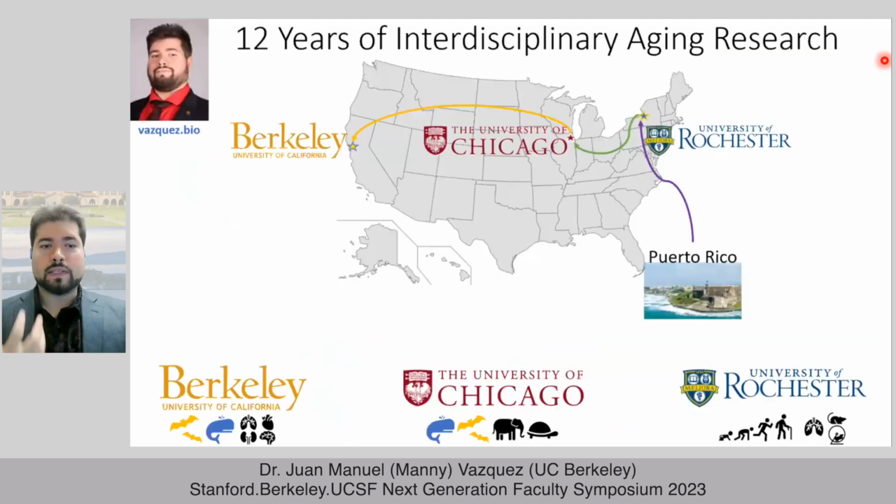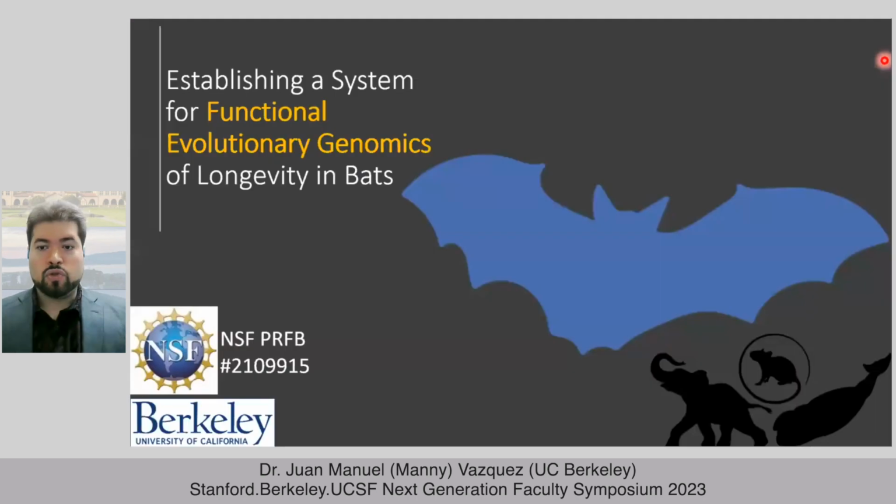So it was with all of this in mind that I packed up my bags and started my postdoc at the University of California, Berkeley with Peter Sudmant, where I brought with me my passion for aging in bats and whales and set out to establish tools that we needed to robustly study aging at all of its extremes. And in 2021, I received the NSF postdoctoral research fellowship in order to establish this system for the functional evolution genomics of longevity in bats.